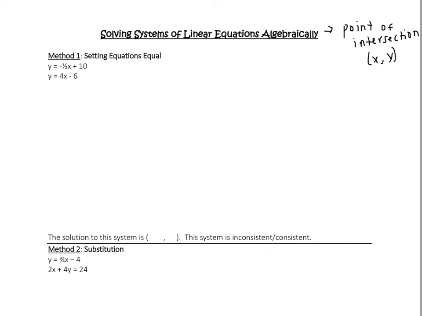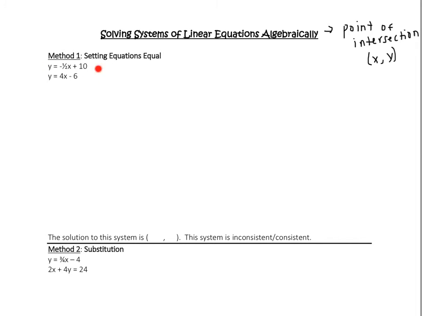Now, as you notice, we have method 1, method 2, and on the next page we have method 3. There are 3 different ways that you can go about solving systems of linear equations, and in Algebra 2, it's important to know all three methods so that you can pick the right method for the right type of situation. So let's look at example number 1.